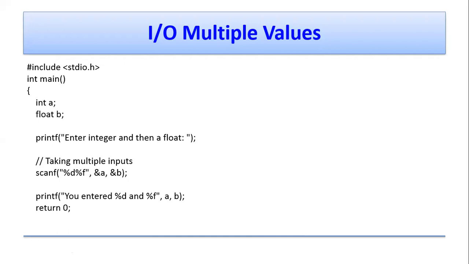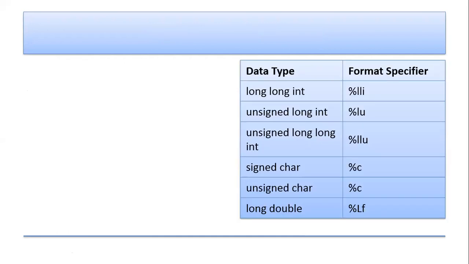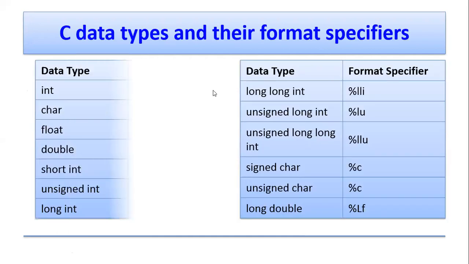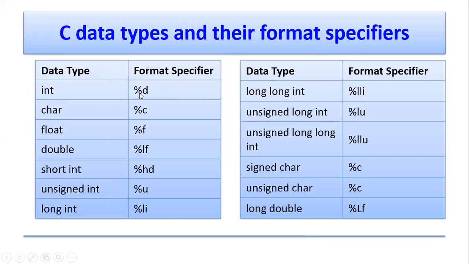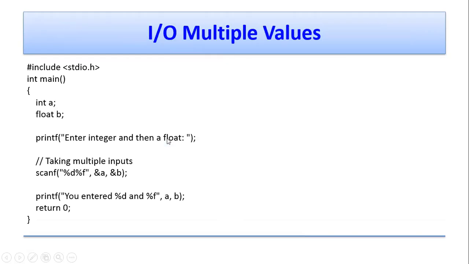So I'll upload this material, then you can practice this. These are the formats specified. Basically we use integer, floating point, character, and double. If you want short int, long int, depending on the range of values. Basically we use the first four: integer, character, float, and double. Those are the basic inputs. Once you take the inputs, you can do the process.